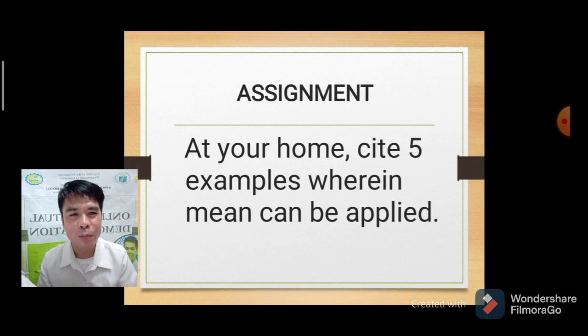Okay, so I believe you learned something, because at this moment you will have your assignment. At home, cite 5 examples where the mean can be applied. There are a lot of things in your houses, and you need to cite 5 examples. Write them also on a 1/4 sheet of paper, then take pictures and send them to our personal GCs, or directly to my private message.